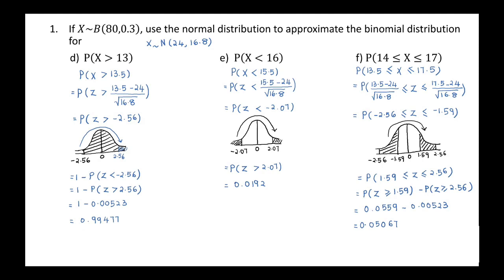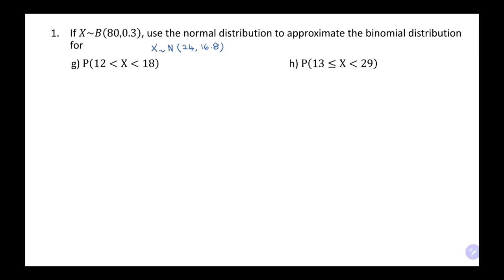We continue to next question G. Probability between 12 until 18. Okay, first we use CC. We read from X. X greater than 12. Greater than means we plus 0.5. So it becomes 12.5. And X less than 18. Less than, we minus 0.5. So we get 17.5.